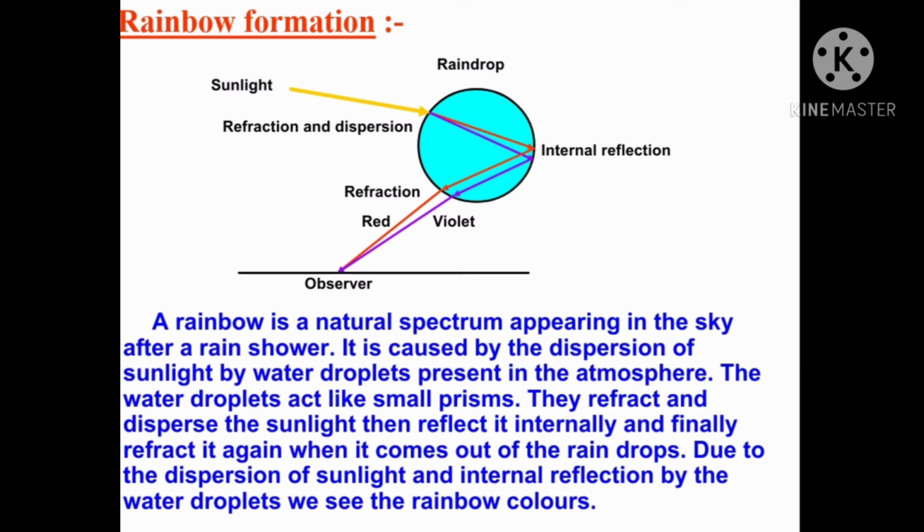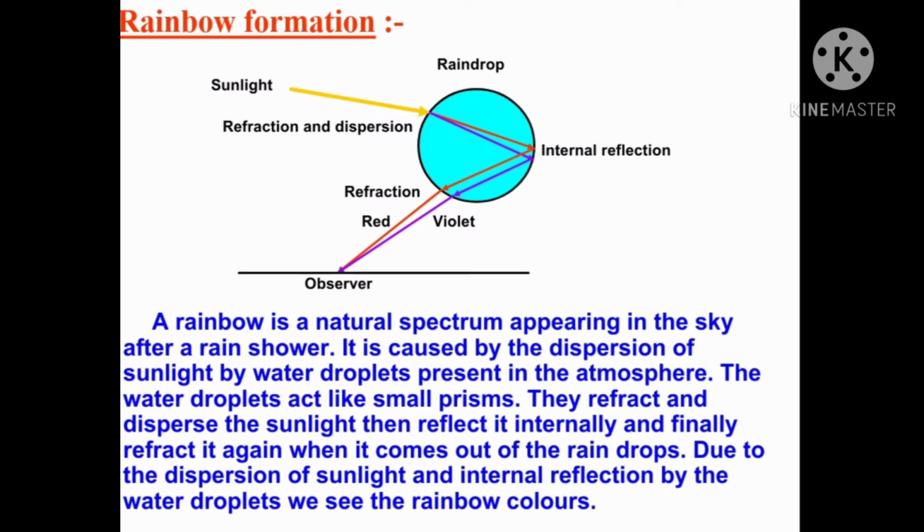These water droplets actually act like small prisms. They refract the light and disperse the incident sunlight which falls on the tiny water droplets, and then they reflect it internally, and finally refract it again when it comes out of the raindrop.